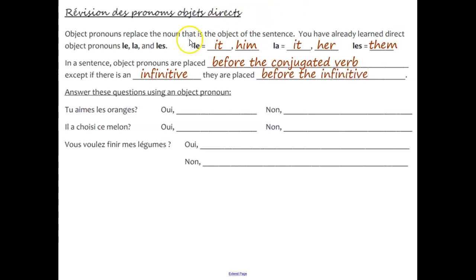Okay, so this is just a review of stuff that you guys already know, and we're going to do one quick practice to make sure that you remember how to do this, because it's been a little bit since we've practiced with this concept. So answer these questions using an object pronoun. Remember step 1 of that process. What was step 1? Step 1 is understand what you're reading.